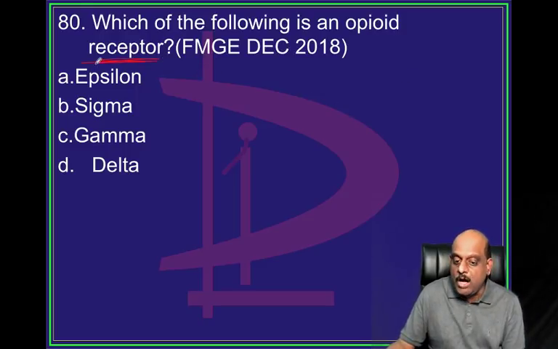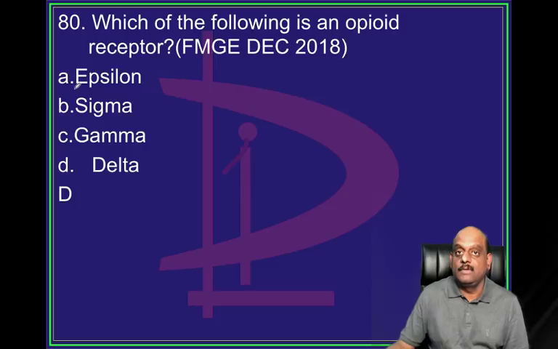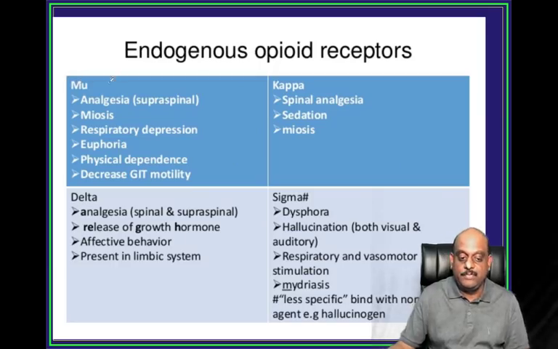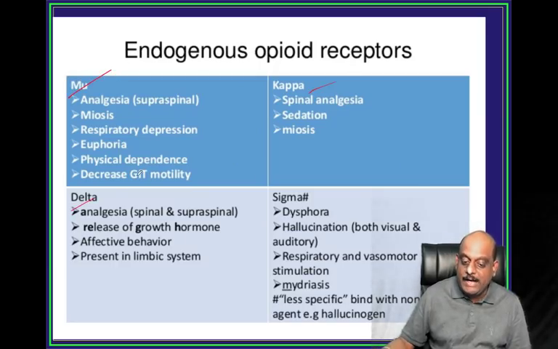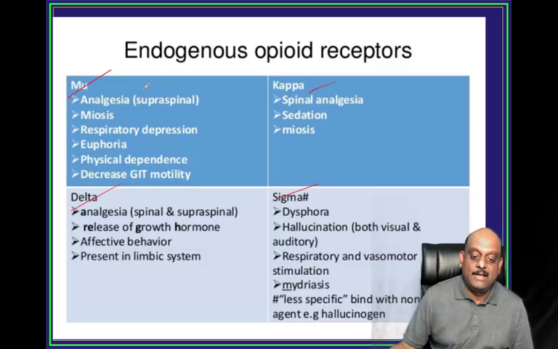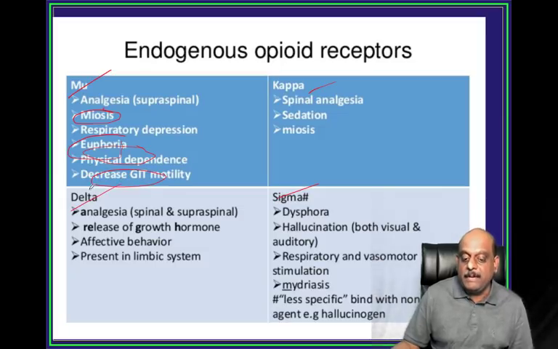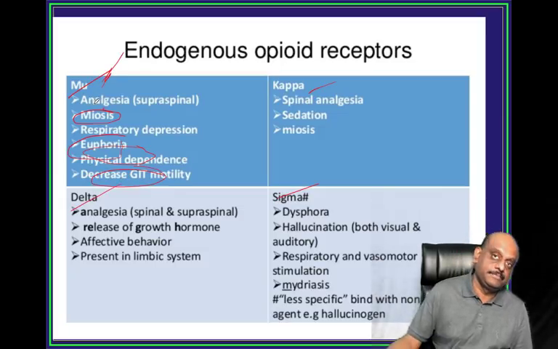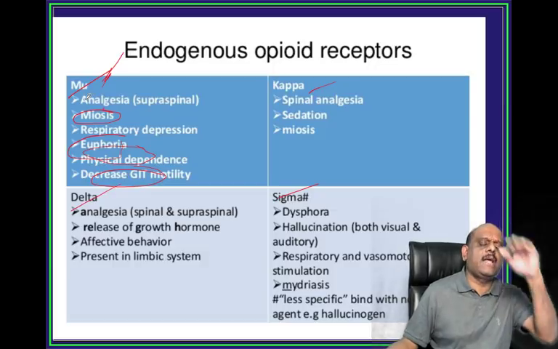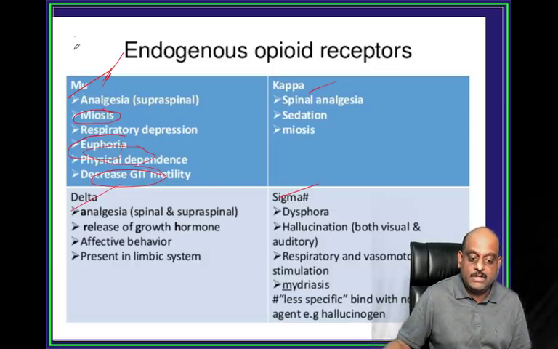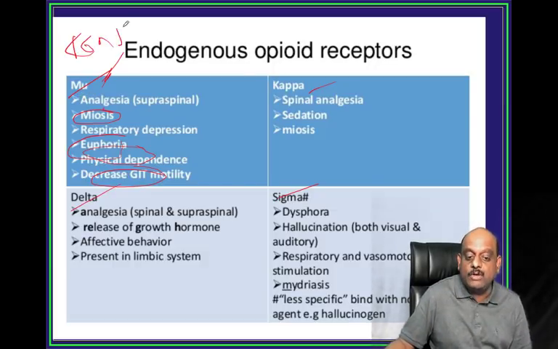Which is an opioid receptor, doctor? Mu, kappa, delta, sigma. All your miosis, euphoria, physical dependence, constipation, they're all mu. What is the universal side effect of the opioids? Constipation is called the universal side effect.